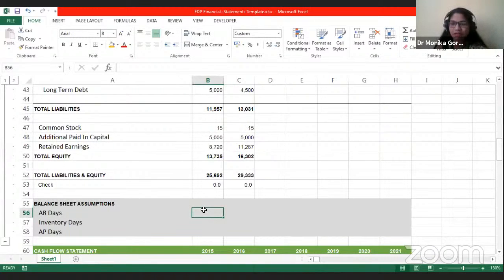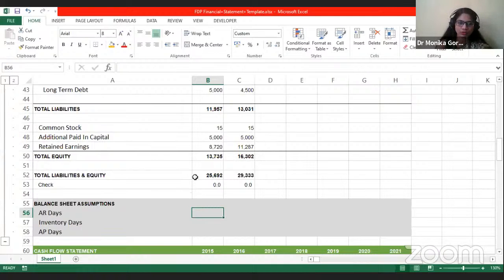What are account receivable days? Means what? If I have sold my goods on credit basis and I have given a certain credit period to my customers, in this particular case, that particular number of days will be considered as account receivable days. It tells me how many days it will take to get back whatever goods are sold on credit basis.